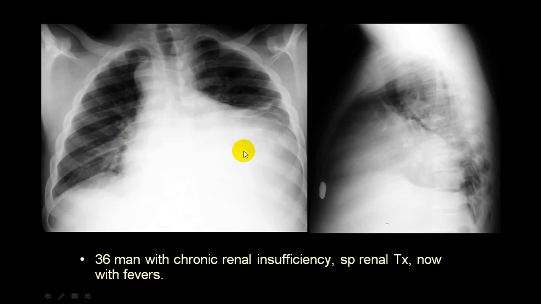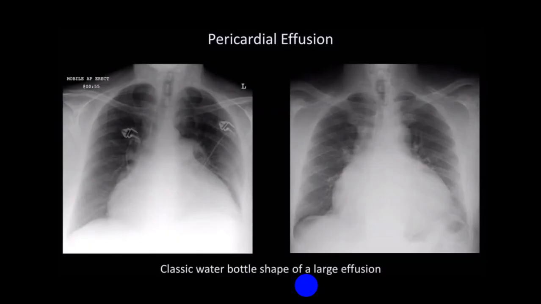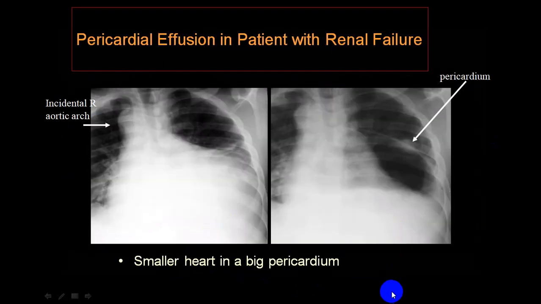Again, massive pericardial effusion. You can see a massive pericardial effusion. But this person was having CKD. So this is CKD producing a pericardial effusion. Do remember, one of the causes of pericardial effusion is CKD, hypothyroidism. Don't forget those two conditions. Again, water bottle appearance, large pericardial effusion. Again, pericardial effusion, and person was having CKD. So do remember that.